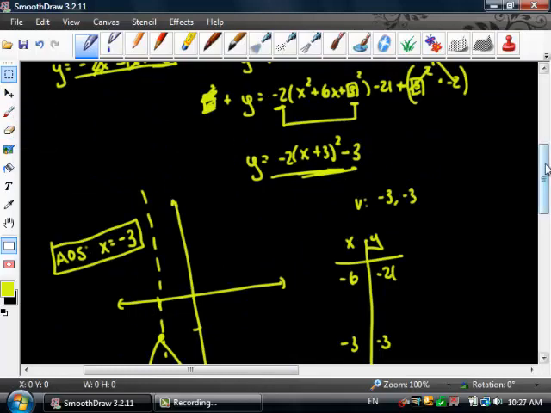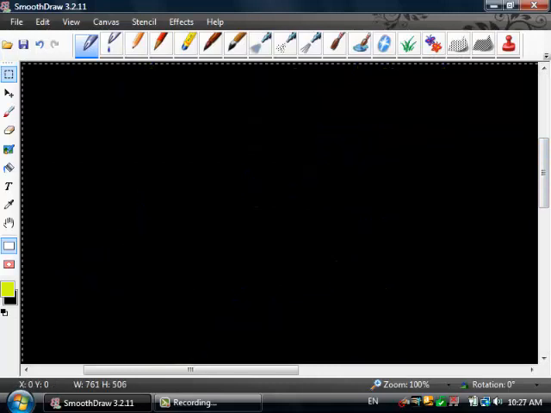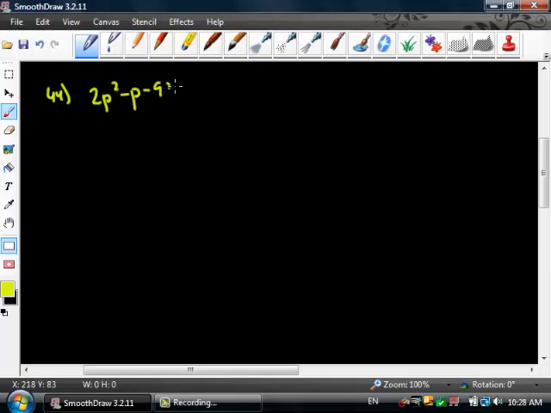Okay, that's how you do number 44. Is it 45? Whoops. Okay, so let me backtrack. Okay, so 44, the discriminant. Okay, so 44 here is 2p squared minus p minus 9 equals 0. So again, I'm going to go ahead and just make a little discriminant section here.